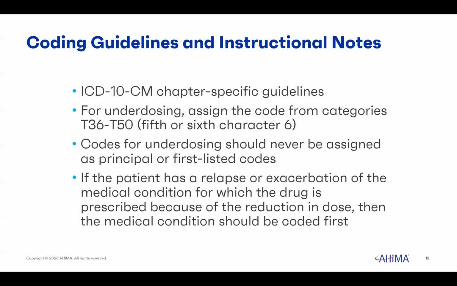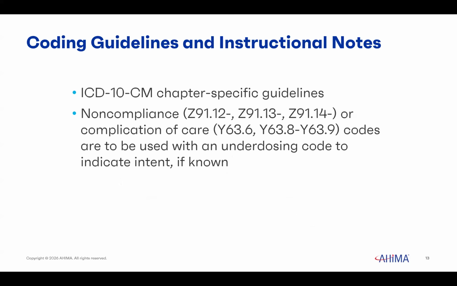And we have specific guidelines for underdosing. Underdosing is taking less of a medication than prescribed, right? There are codes for noncompliance or complications of care that may be used with an underdosing code to explain why it occurred, if that documentation gives us that information. And again, noncompliance or complication of care codes, I would strongly advise that you go and look at these in the tabular. And what some coders do is actually put post-it notes or flags on these codes that describe them.